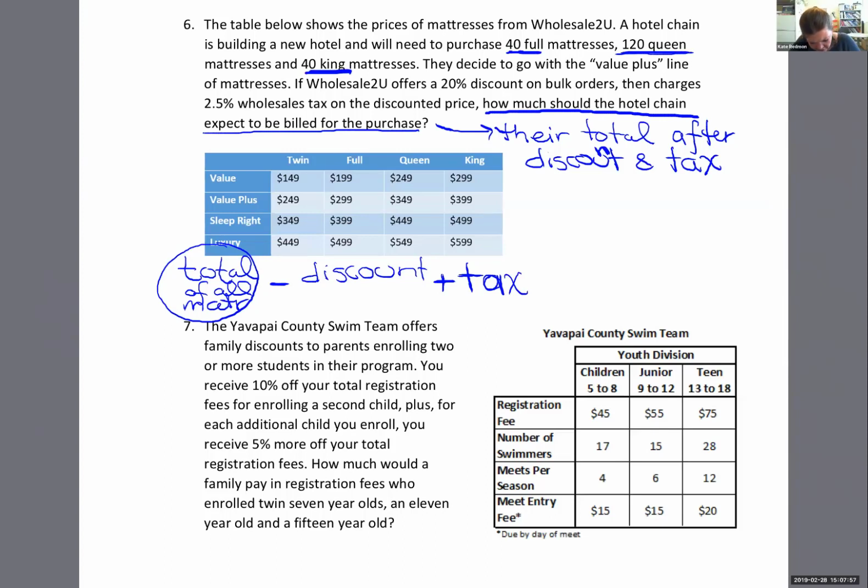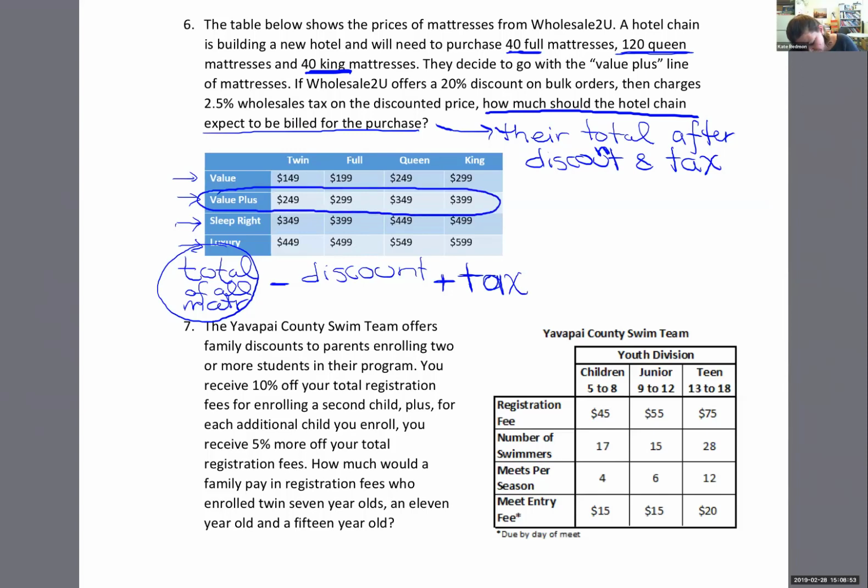And if I look down at my chart here, I have more than one price for full. Which one should I use, Maricela? Oh my gosh, I'm confused there. It says in the problem. So don't get confused by the chart. Go back and look at the problem. Which kind of mattress did they want? Value plus line of mattresses. So we're going to ignore the other lines, and we're only looking at the value plus price mattresses. So these are the ones we care about.